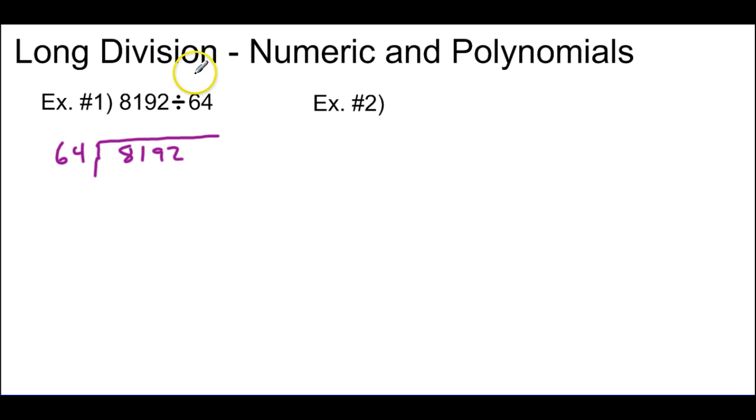And the question we ask ourselves is basically, what does the 64 divide evenly into? Or how many times does it divide evenly into the numbers as we go across here? So 64 will not divide into the 8, but 64 will divide into the 81 exactly one time. And then we multiply 1 by the 64, write that down here, and subtract to determine what we're going to move forward with. So that's 17.